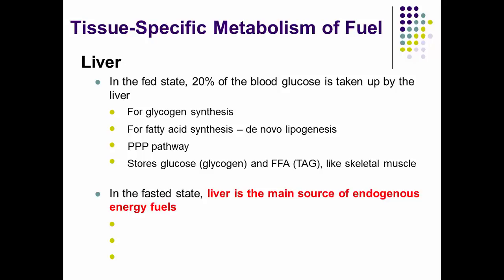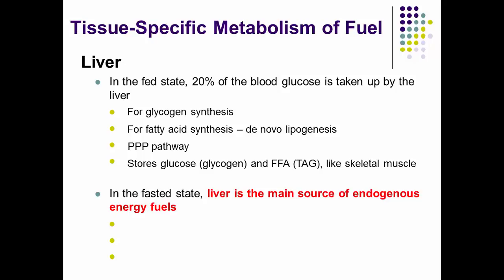In the fasting condition, the liver is a major source of endogenous energy fuels. So this is a very important concept, right? Fasting condition, liver is a major source of endogenous energy fuels. Why is it an important endogenous source? What will the liver do to provide energy during the fasting conditions? And how does the liver provide energy?